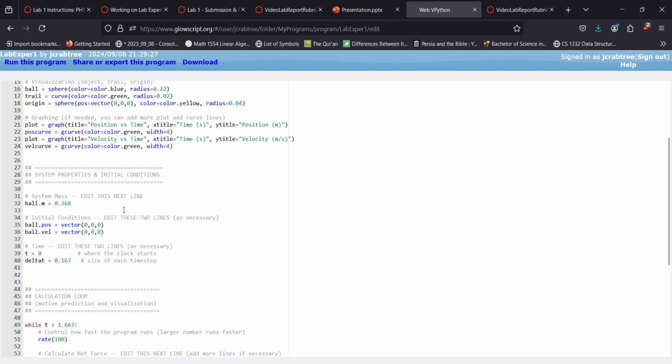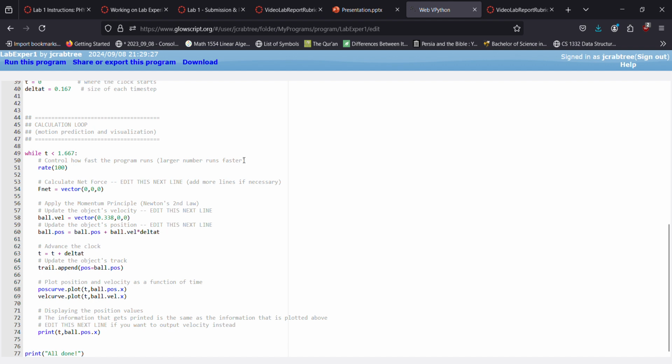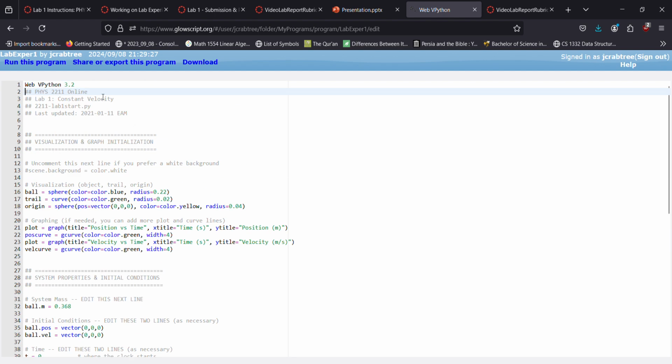I found the mass of the can online to be 0.368 kilograms. I measured in intervals of 0.167 seconds. I determined the position of the can and updated it using the position update formula without accounting for acceleration, assuming it will be zero due to Newton's second law, which states that net force is equal to mass times acceleration, which would necessitate the acceleration to be zero. Here is the model.